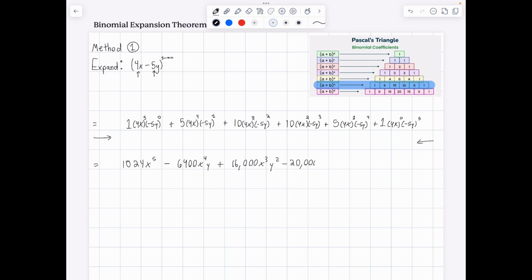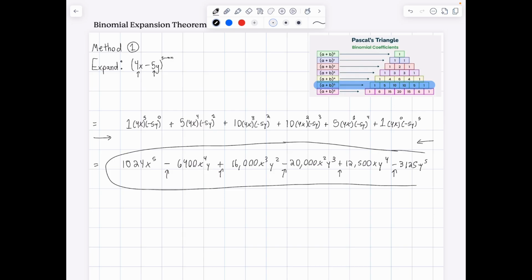Minus 20,000x^2y^3 plus 12,500xy^4 minus 3125y^5. And you are going to see a pattern between the minus and pluses if you have a negative variable. Perfect. Negative, plus, negative, plus, negative. Okay, this is your fully simplified binomial.